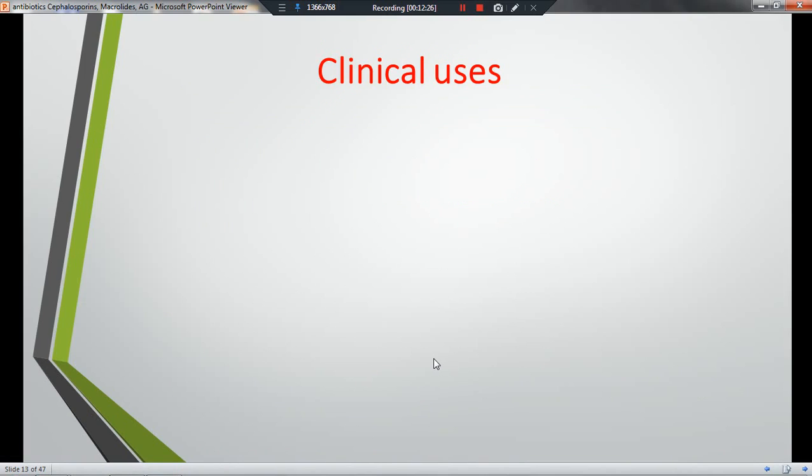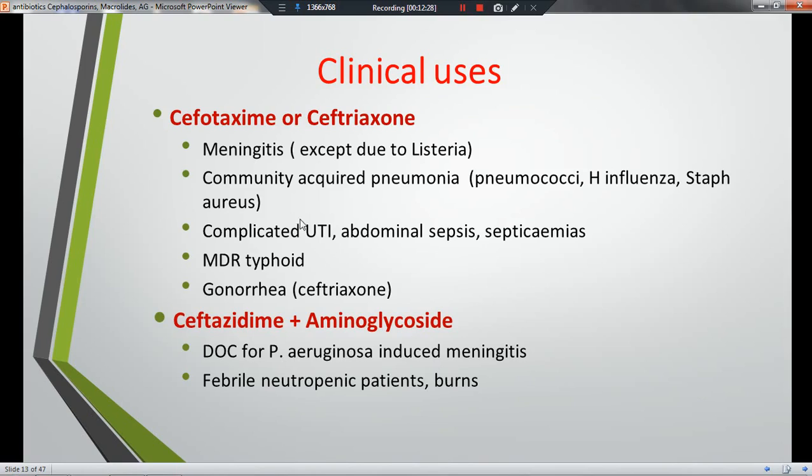So what are the uses of third generation? We use it for conditions like serious infections caused by gram-negative infections like meningitis, except that produced due to listeria, because cephalosporins do not have any activity against listeria. You give it for community-acquired pneumonia caused by pneumococci, H. influenza, or even Staph aureus, complicated UTI, abdominal sepsis, septicemias, typhoid.